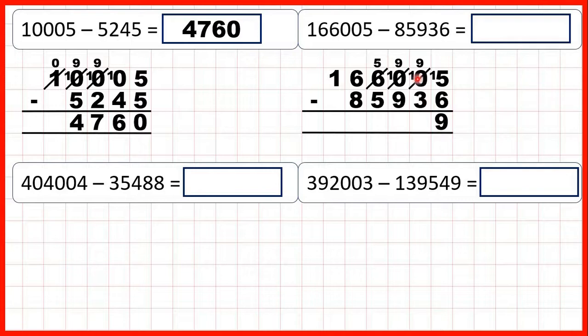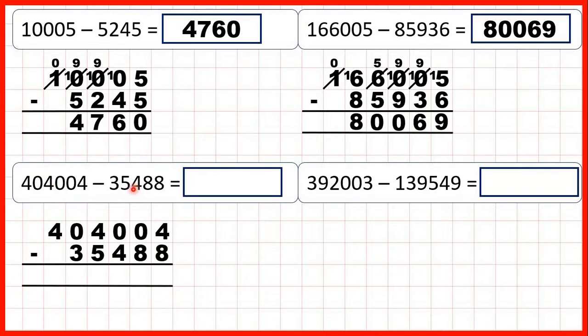That's 9, and now 9 minus 3 is 6, 9 minus 9 is 0, 5 minus 5 is 0. We can't do 6 minus 8, so go to the left, 1 less, 1 in front. 16 minus 8 is 8, and now we have 0 minus nothing, so that's 0, which means our answer is 80,069.